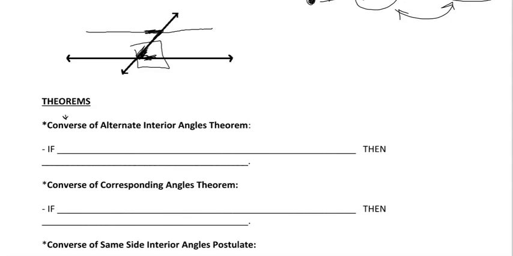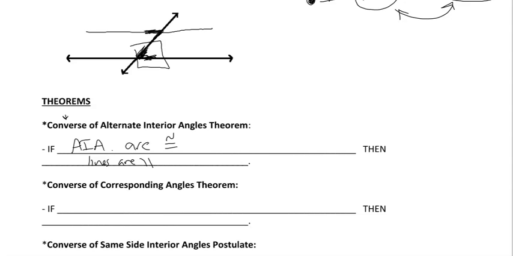So the converse of the alternate interior angles theorem says if corresponding angles are congruent, actually this is alternate interior angles, oops, go ahead and wipe that out, sorry. The converse of the alternate interior angles theorem says if alternate interior angles are congruent, then we know the lines are parallel.